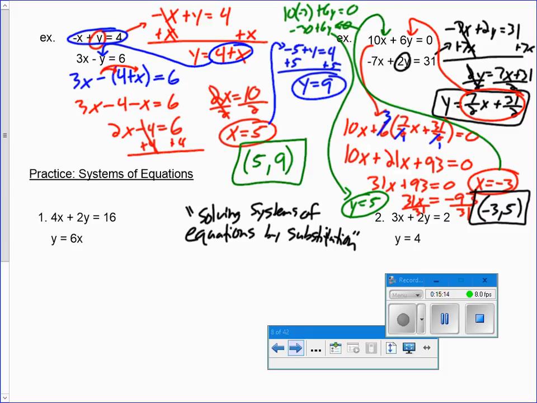Alright, but take some time right now. Try and work through those 4 problems. Get them started. See if you can work these through on your own following this same process.